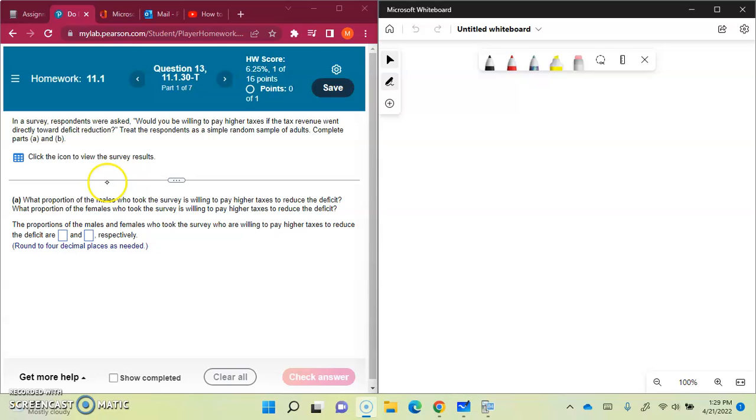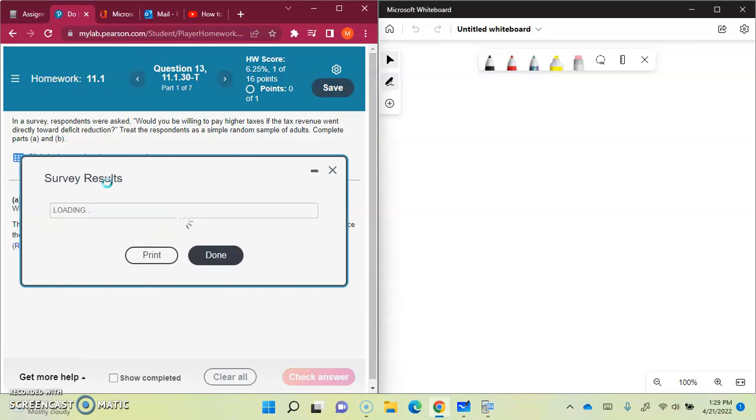Hello, this is question number 13 in homework 11.1. In a survey, the respondents were asked, would you be willing to pay higher taxes if the tax revenue went directly towards deficit reduction? Treat the respondents as a simple random sample of adults. Complete part A to part B. Now here is the data. Let's see the results.